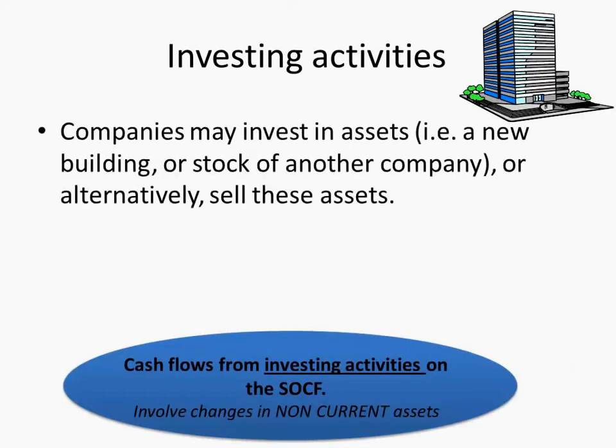Now, investing activities. I gave you buying or selling a building as an example. So companies may invest in assets. I gave you a building as an example, but they can also invest in stock of another company. I gave the example in class before of Amazon making an investment in Yahoo. If you're a company, you can make an investment in another company. Or alternatively, they can sell these assets during the period. These are called cash flow from investing activities on the statement of cash flows.